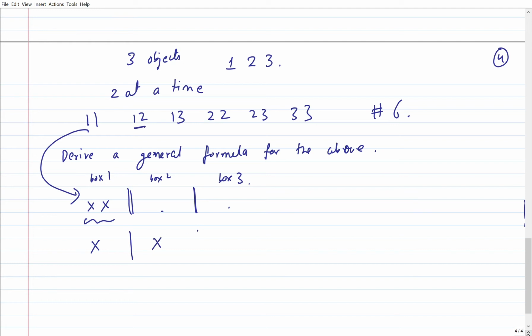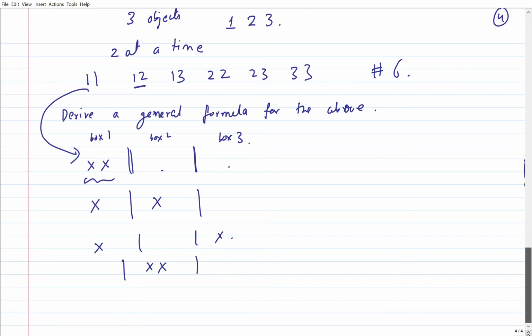So this would be xx and nothing in this box. What will be 1 3? This is going to be x, this one is blank, and this partition is x. Then what would be 2 2? 2 2 would be just this guy. And we'll do just one more.